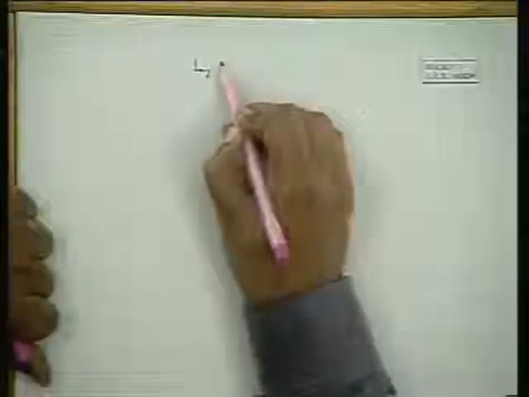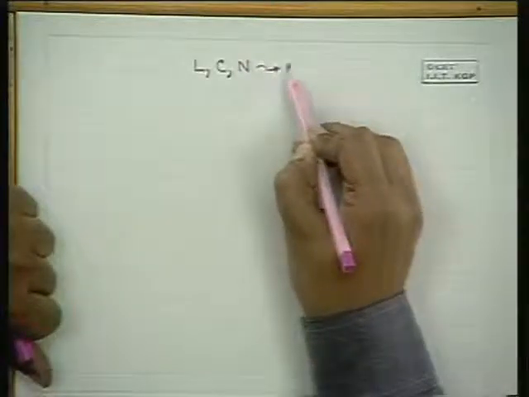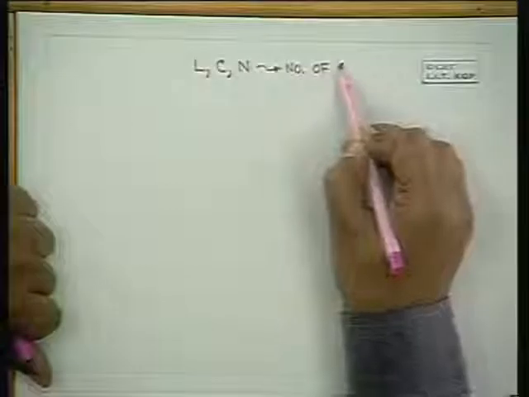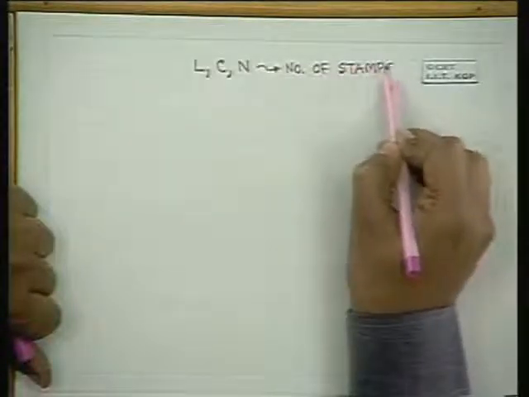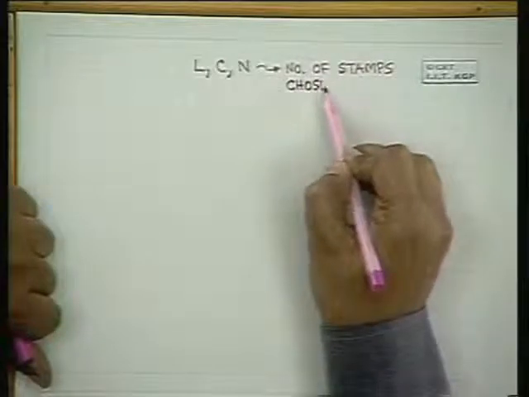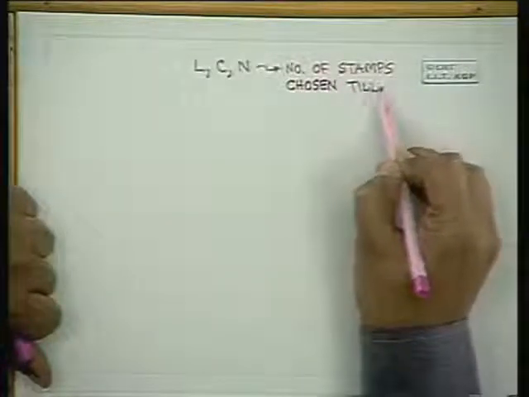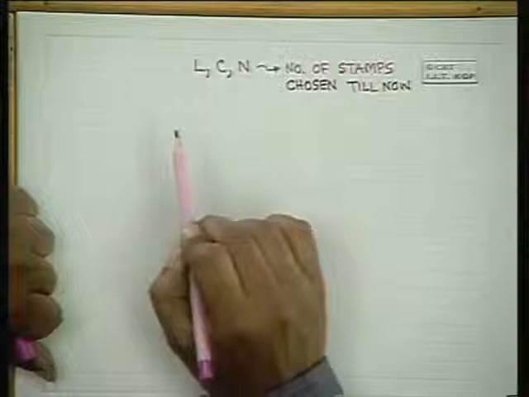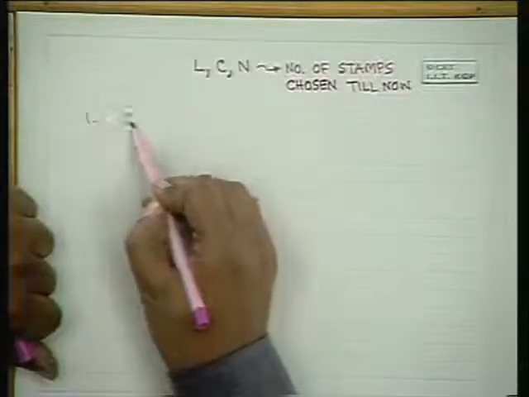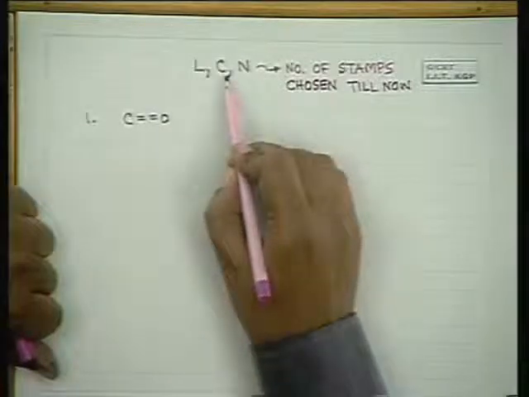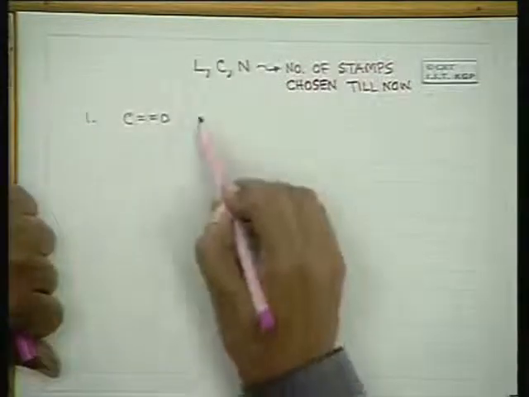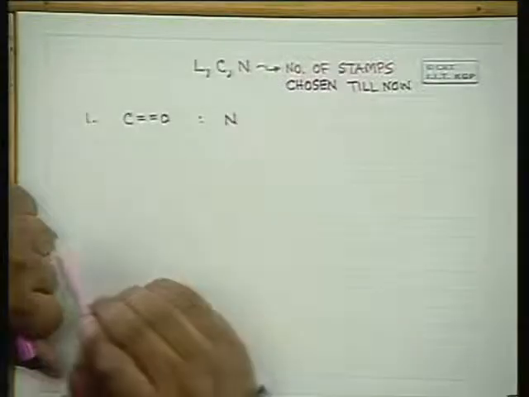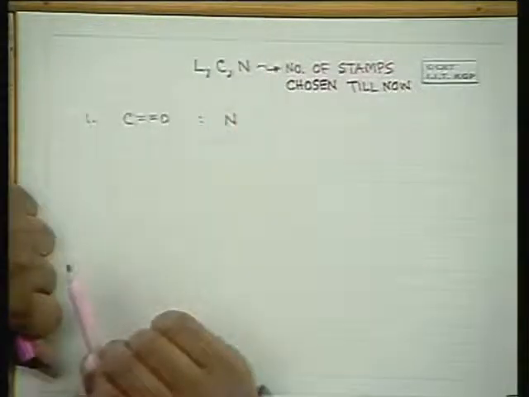To consider all possibilities, let us say we have got L, C, and N is the number of stamps chosen till now. Therefore, initially it will be called with L and C and 0. Now what are the cases? If C is equal to 0, obviously I have found a solution, and the solution is N. Because if C is 0, the solution is N.